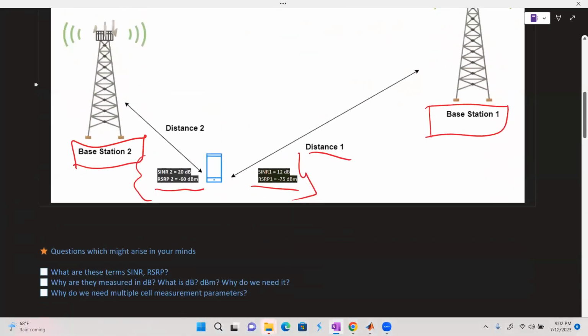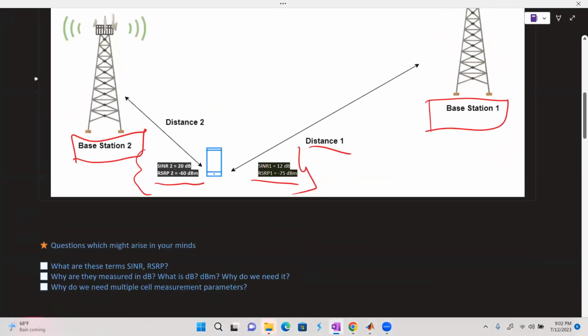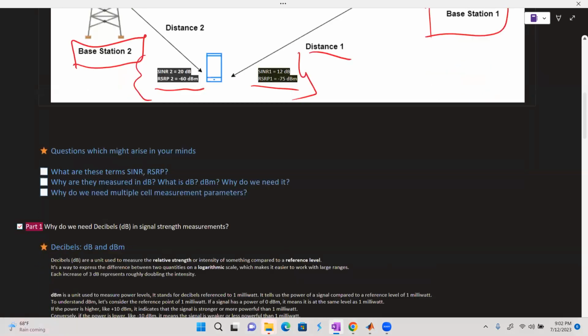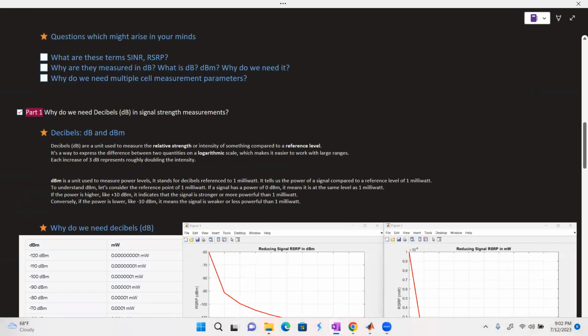Some of the questions which might arise in your minds after listening to these parts are: what are these terms, SINR and RSRP? Why are they measured in dB? What is dB? What is dBm? Why do we need it? And why do we need multiple parameters, RSRP and SINR? Why isn't one parameter enough to do the cell selection that I spoke about? We'll try to answer all these questions in this video. So let's start with part one. Why do we need decibels in signal strength measurements?